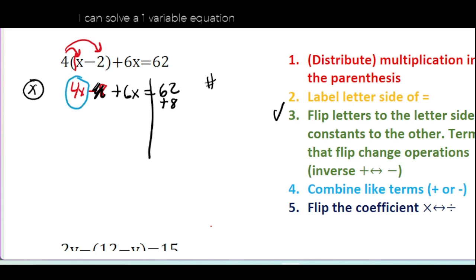My next step is to combine my like terms. So here I have a positive 4x plus a 6x, that'll give me 10x equals, on this side I have 62 plus 8, and that'll give me 70.